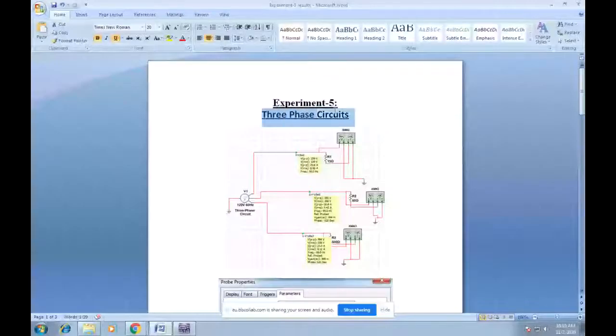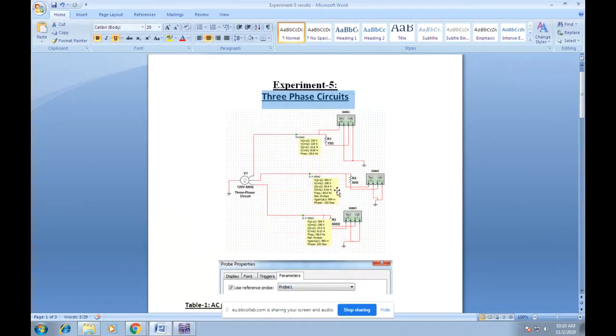As you can see, experiment number 5 is about three-phase circuits. Till now you have studied only one phase. You did the AC analysis previously in the last experiment for single phase. Now you will use a three-phase circuit, and using this three-phase circuit we are going to find the transient analysis.